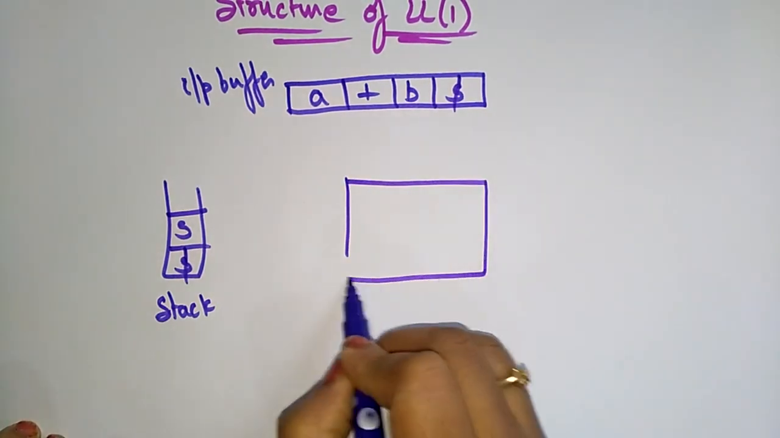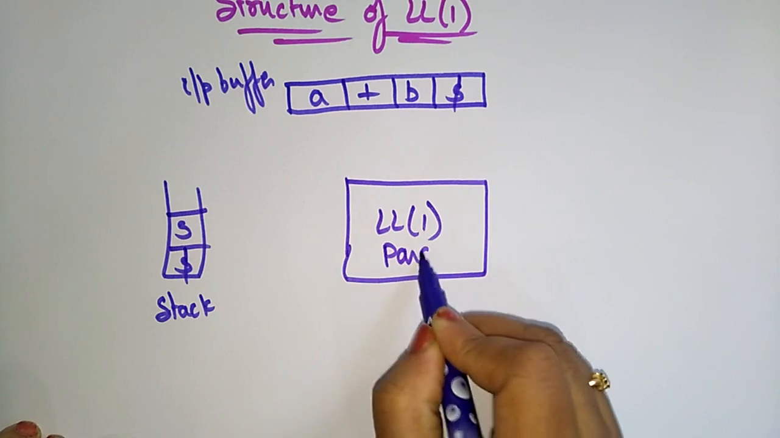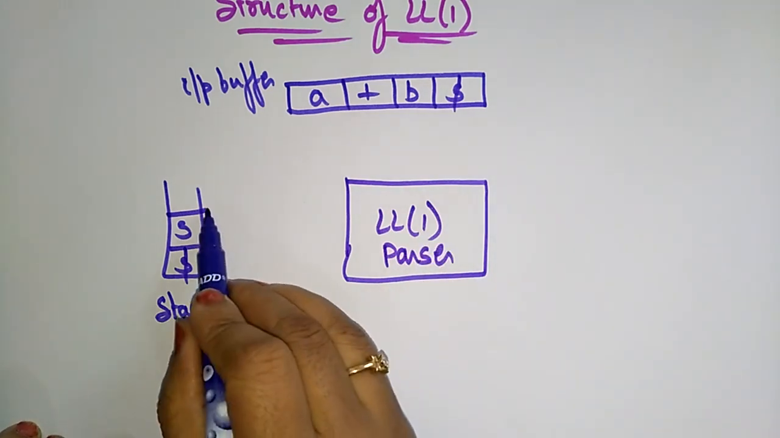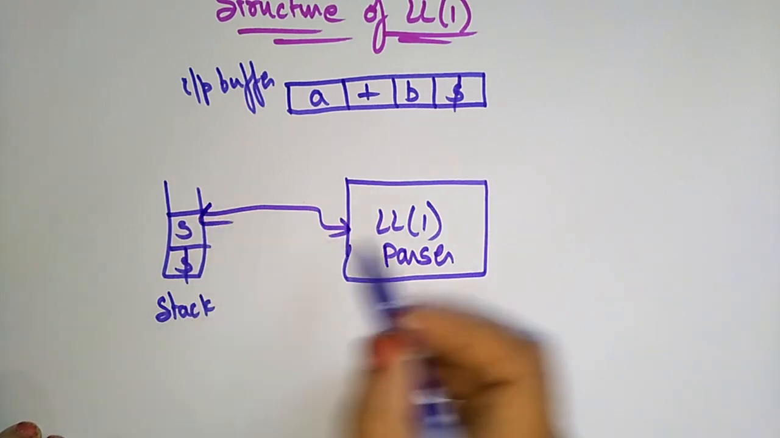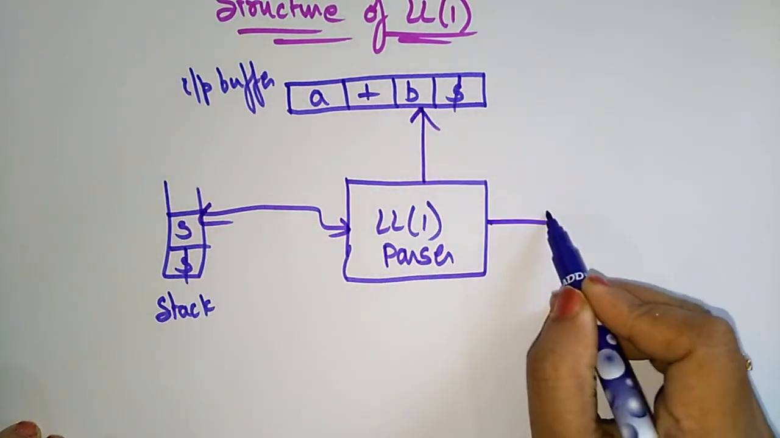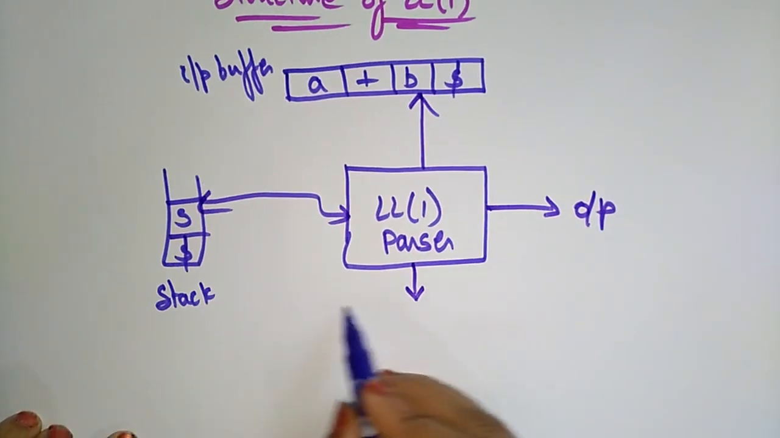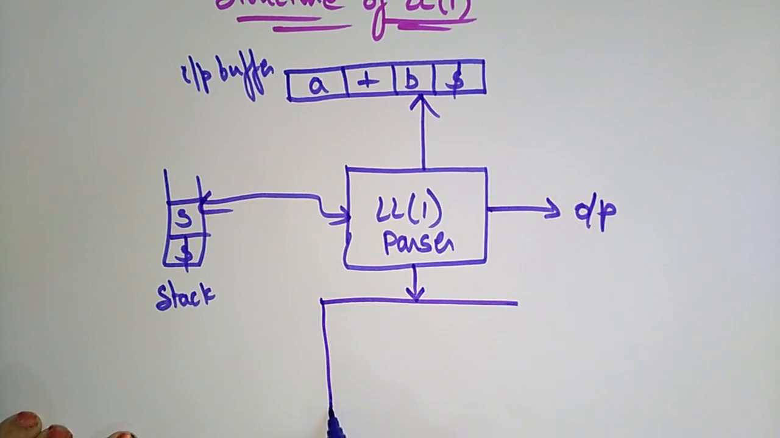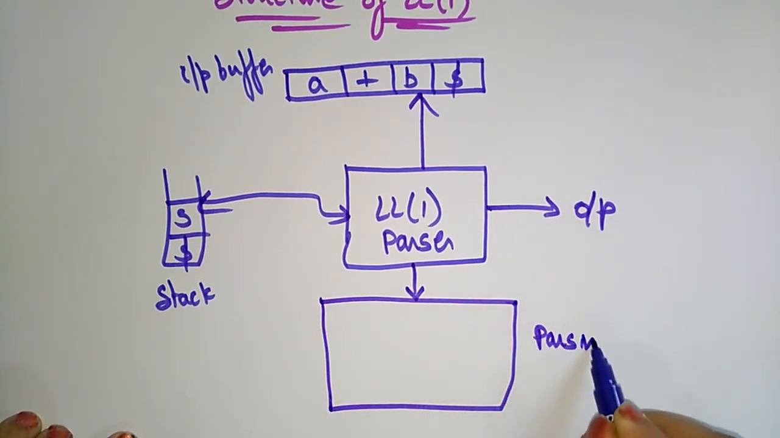And here is the LL1 parser. The LL1 parser first connects to the top of the stack, and it produces output. Now here a parsing table is constructed. So this is the parsing table.